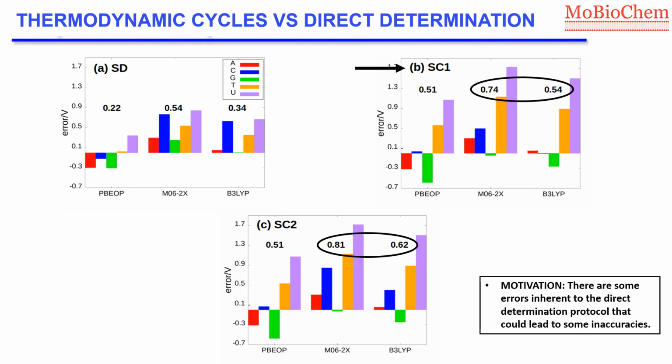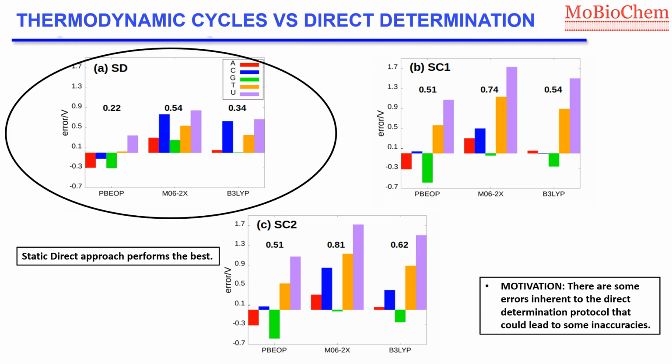In terms of the protocol employed, the static cycle 2 scheme provides slightly higher mean unsigned error values than the static cycle 1, giving evidence that the relaxation upon solvation is not relevant in these systems. In addition, the static direct scheme is the one that provides the closest values with respect to the reference for the three functionals, and this means that the inaccuracies of the approach are not important or there exists error cancellation. Specifically, the determination is very accurate when using the PBE0P functional.